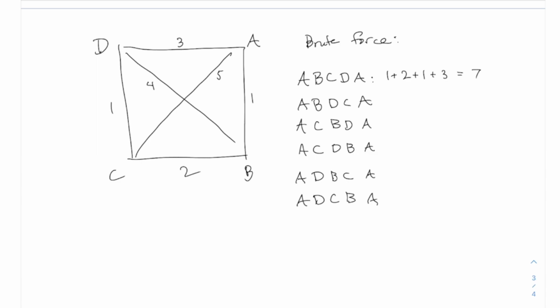And then A, B, D, C, A, that would be 1 for A to B. B to D is 4. D to C is 3. No, D to C is 1. C to A is 5. So this adds up to 11. The next one, A, C, B, D, A. You go A to C is 5. It's going to be 5 and 2 and 4 and 3. That's a particularly bad one. 7, 11, 14. All right, I think I did that right.